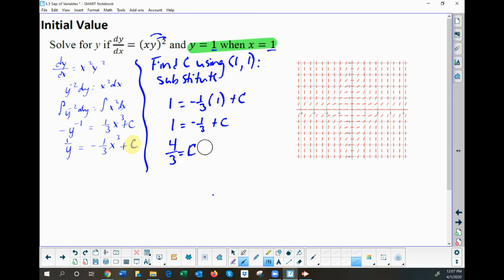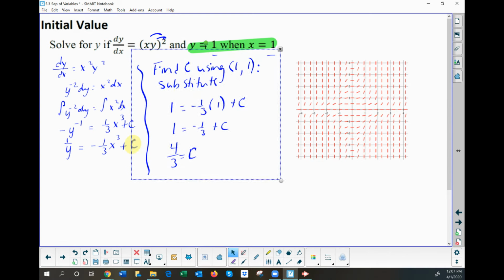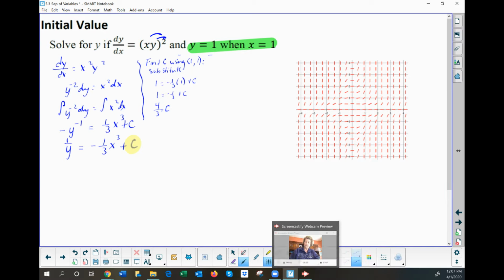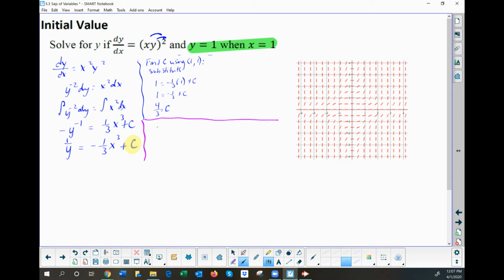Okay, so now we know c, and I'm going to come back and rewrite my equation. I think I'll pick up a different color here. So my rewrite of the equation with c involved, with c equal to 4/3. All right, so I'm going to pick up this line, 1 over y equals negative 1/3 x cubed plus 4/3. Oh, well, this comes together quite nicely now.